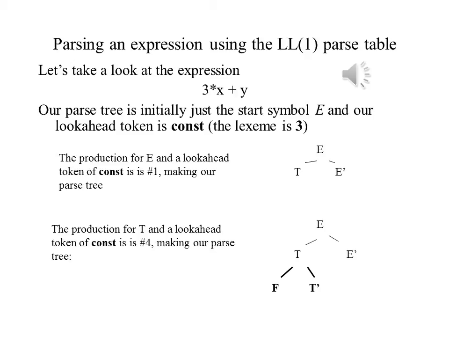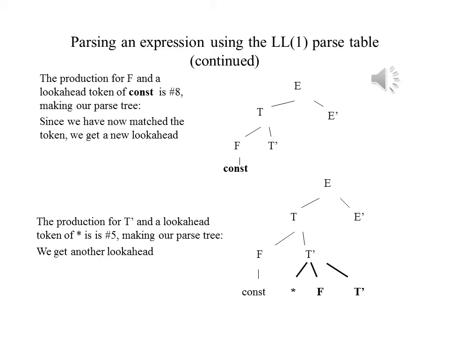We will look next at T and derive a sentential form for it. We are still using the token constant because we haven't yet matched it to a token that we expect to find. T and constant gives us production 4. T derives F T prime. These become the children of T on what we have so far in our parse tree. We now move to T's left son F and look it up in the parse table, together with our token constant. This gives us production 8. F derives constant. We now match the constant on the parse tree to our token and find a match.